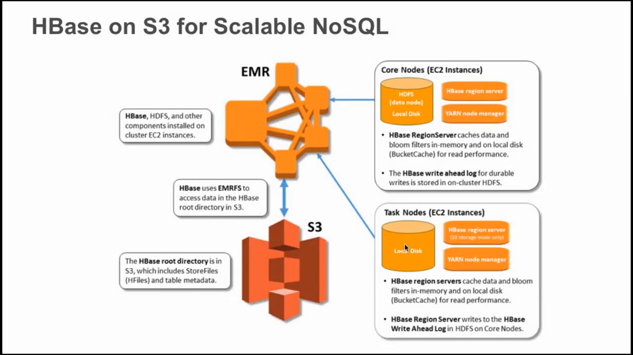So here's an example of how HBase can use S3 for a very scalable NoSQL implementation, right? So again, using EMR as the baseline framework for launching your HBase cluster. In this case, you have the concept of core nodes and task nodes, all of which are EC2 instances, but again, providing different resources and different components to your cluster. HBase can use EMRFS to access the data, and that is essentially treated as the root directory for your HBase cluster and your data store.